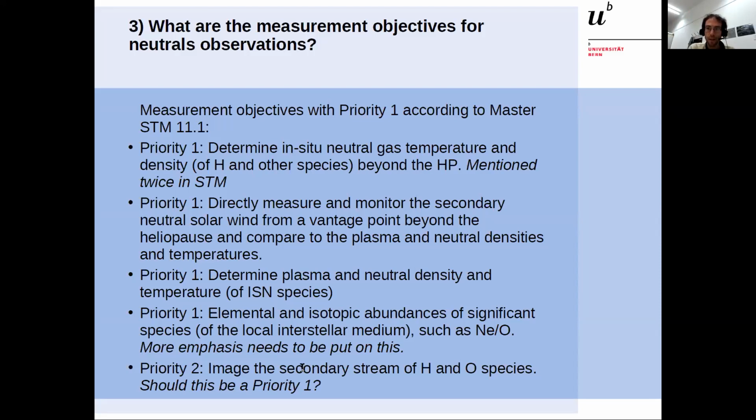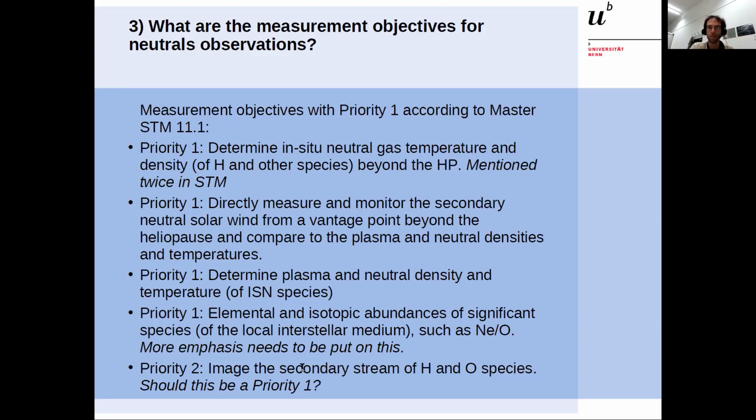If you just say, I just want to measure the pristine interstellar medium and know its chemical composition, this is of course very important. That's actually priority 1. But if you also want to learn about the interaction of your interstellar medium with your heliosphere and what happens in the heliosheath and at the hydrogen wall, you probably need to put a little bit more emphasis on also knowing those secondary components of hydrogen, helium, and oxygen.